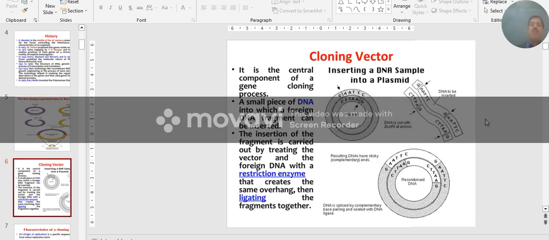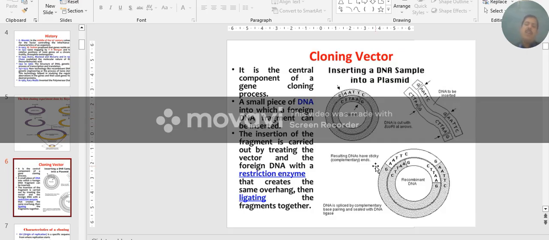Now let us understand what exactly a cloning vector molecule is. It is the central component of the gene cloning process, a small piece of DNA into which a foreign DNA fragment can be inserted. The insertion of the fragment is carried out by treating the vector and the foreign DNA with a restriction enzyme that creates the same overhang, and then ligating the fragments together.